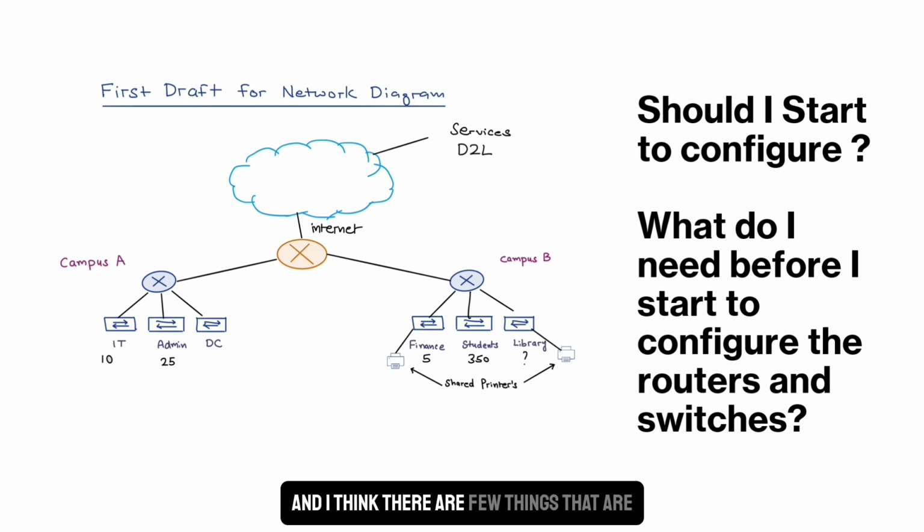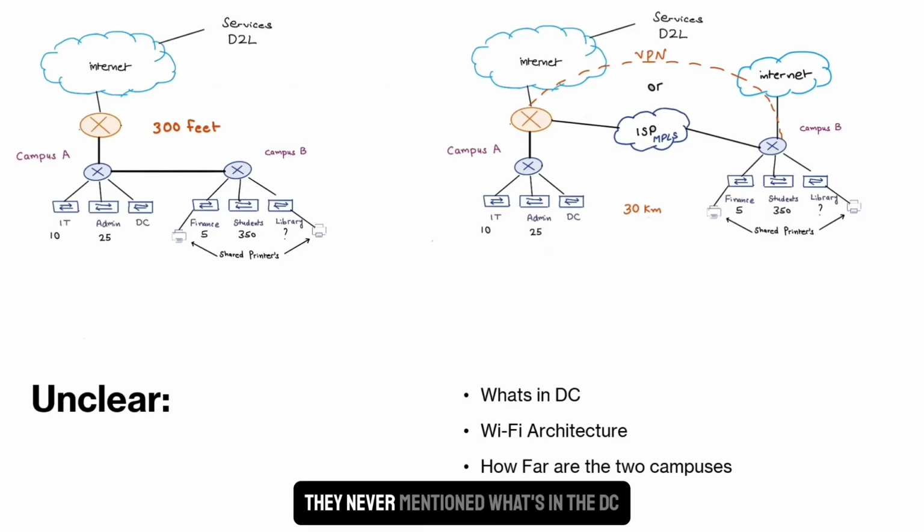And I think there are a few things that are unclear. They never mentioned what's in the DC. The Wi-Fi architecture was not defined. I won't go into Wi-Fi architecture in this one because that's a whole different discussion. And how far are these two campuses? Because if they are, let's say, 300 feet apart, I can figure out a way to connect them. I don't need to have separate internets.